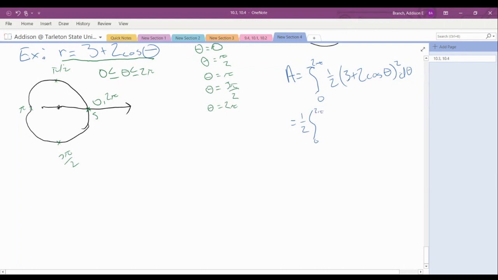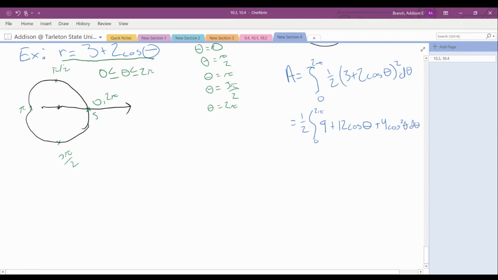And then let's go ahead and FOIL out this little inside, the 3 plus 2 cosine of theta squared. So 3 squared is 9. We're going to get 3 times 2 cosine of theta, so 6 cosine times 2, so 12 cosine of theta. And then 2 cosine of theta squared is 4 cosine squared of theta d theta.